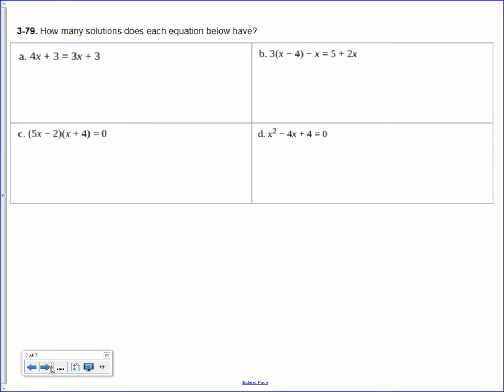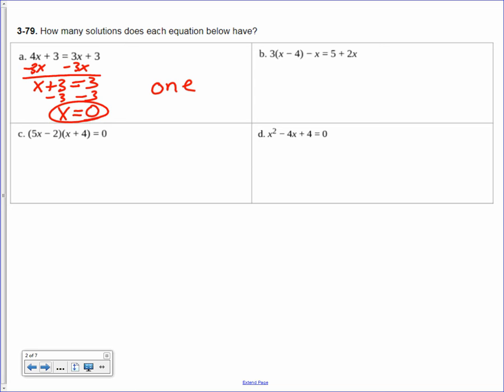Problem number 79, how many solutions does each equation below have? So I can solve them to see. So for A, I subtracted 3x from both sides and got x plus 3 equals 3. X equals 0. So this one has one solution.